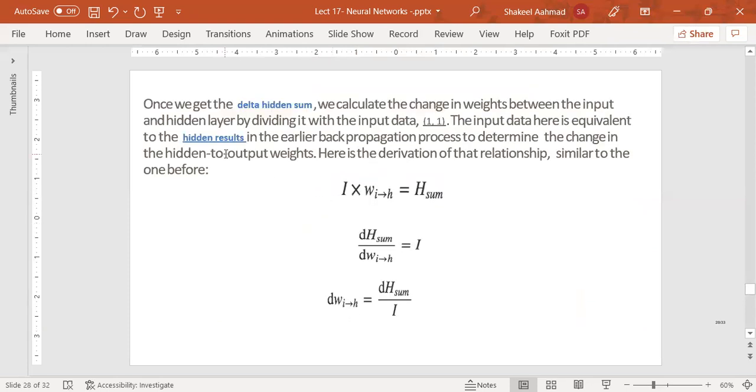Once we get the delta hidden sum, we calculate the change in weights between the input and hidden layer by dividing it by the input data, which is 1, 1 in this case. The input data here is equivalent to the hidden results in the earlier backpropagation process to determine the change in the hidden layer to output weights. Here is the derivation of the relationship, similar to the one before.